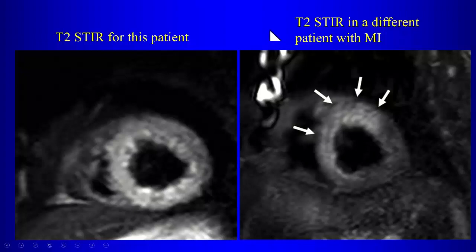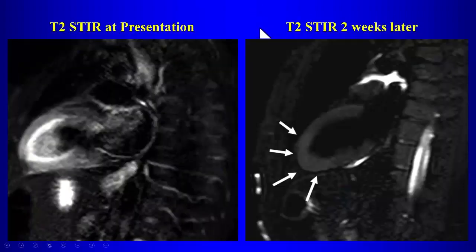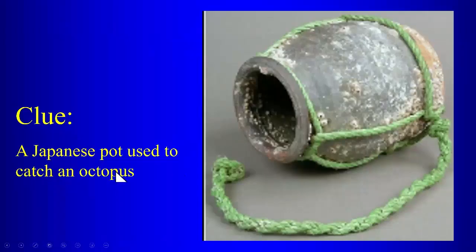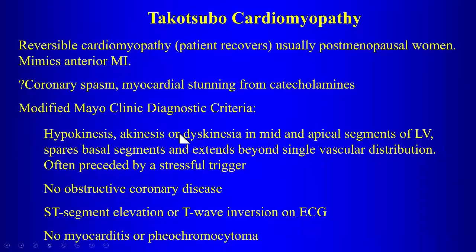So we have a patient with edema, with wall motion abnormality in the apex of the ventricle, no delayed enhancement. What disease are we thinking about here? This is Takotsubo cardiomyopathy, right? And this is usually self-limited, and you can see that a couple weeks later, all of that edema goes away. So this is Takotsubo cardiomyopathy, named after a Japanese pot used to catch an octopus, a takotsubo. So it's called stress-induced cardiomyopathy.